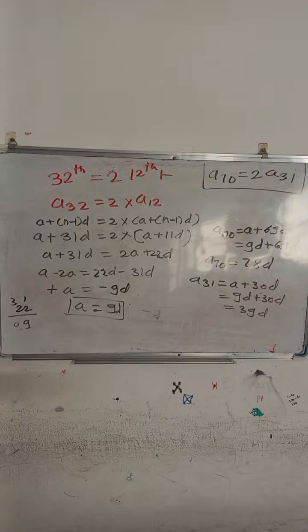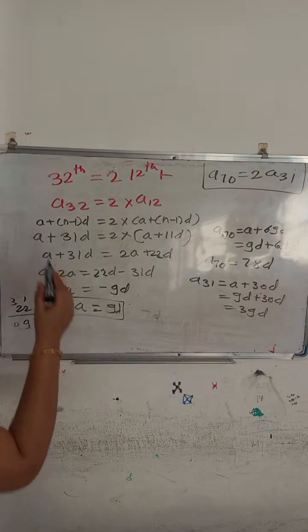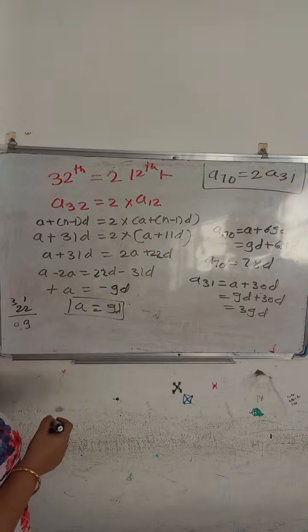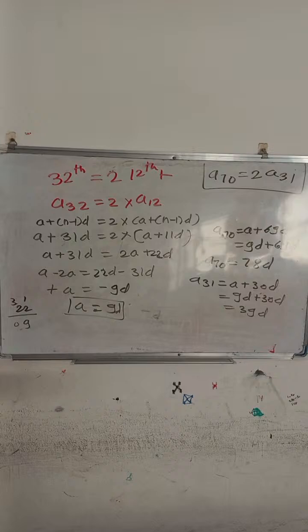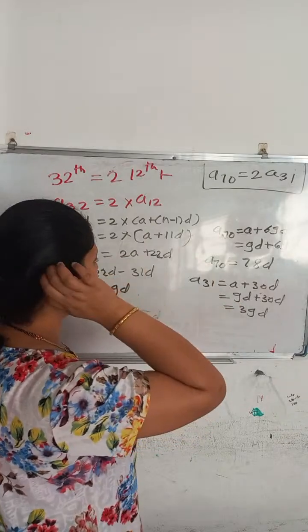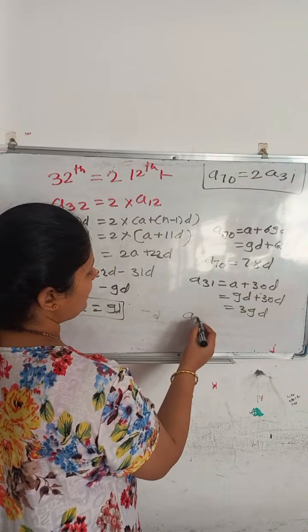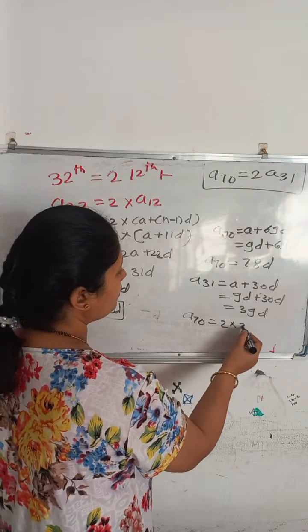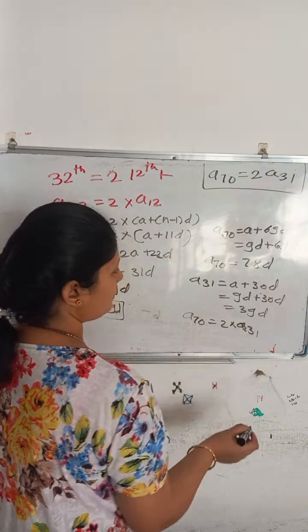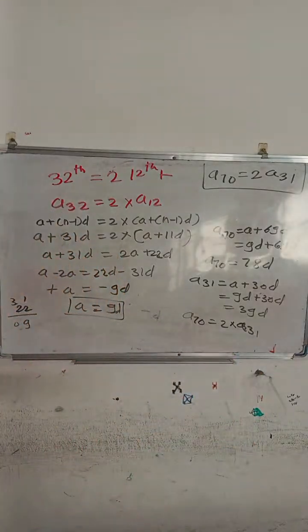So from this we can write, no? Can we write this A70 is equal to twice of A31? Check. Can we write, because 39 plus 39 is nothing but 78, no? So we can write directly now A70 is equal to twice into A31. Okay, so this is the proof.